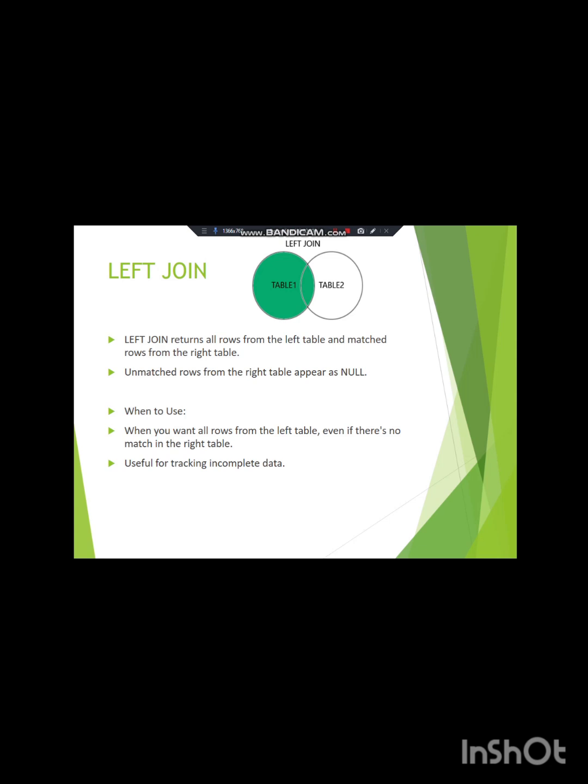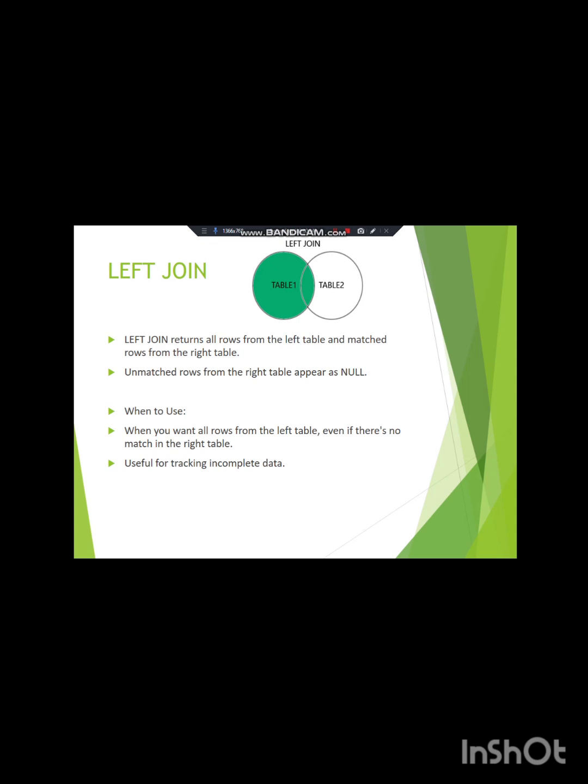What is left join? Left join returns all the rows of the table on the left side of the join and matching rows from the table on the right side of the join. When to use left join? Use it when you want all rows from the first, that is the left table, including unmatched rows.